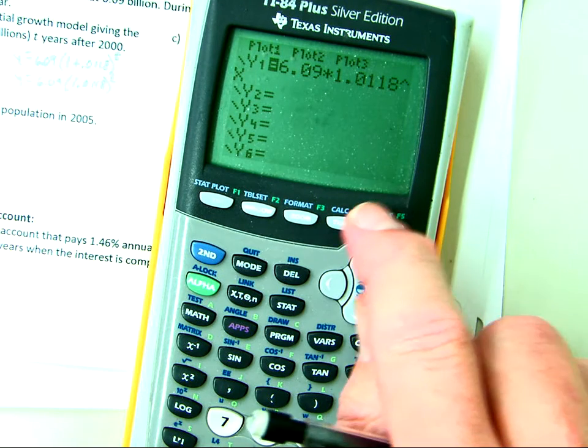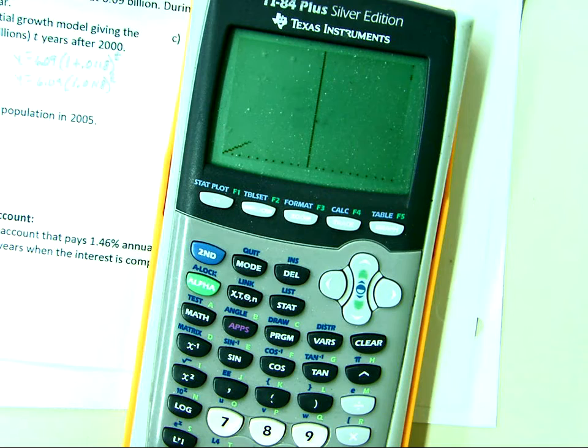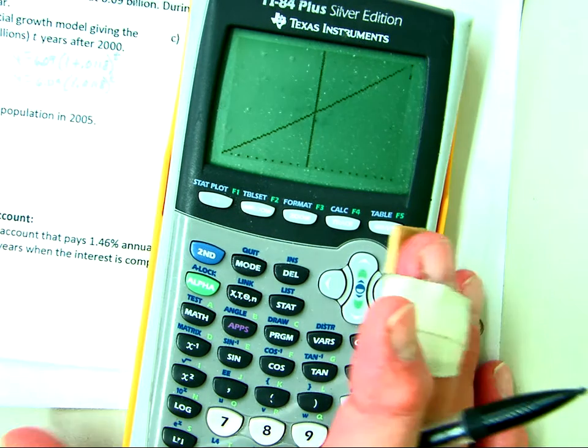And graph that. And I hit zoom 0. Could have hit zoom 6 first, or maybe it would have been okay. And there. So there's a graph of that.